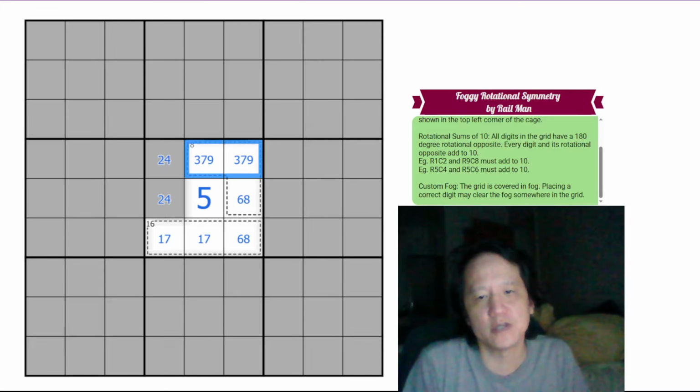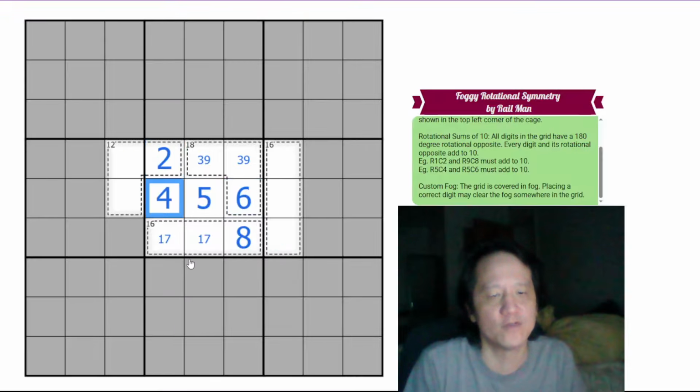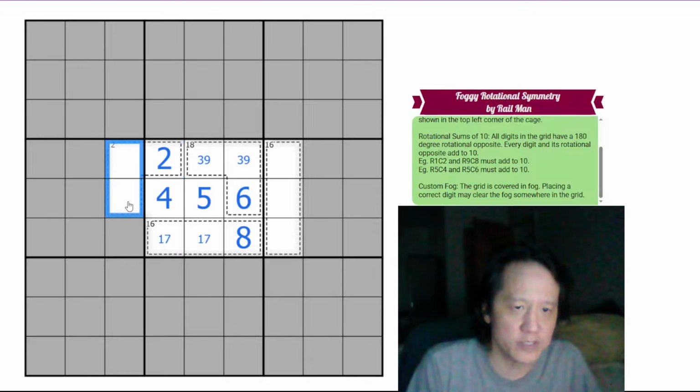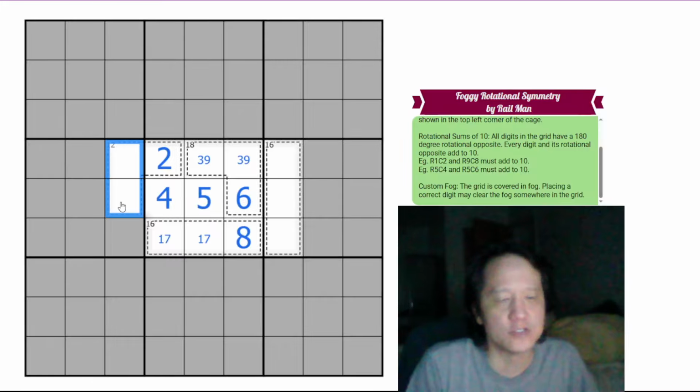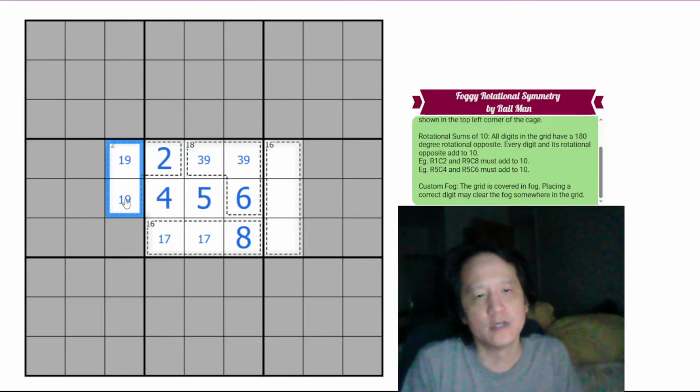This becomes a 3, 9 pair. 3 and 9 plus 6 adds up to 18. 1 and 7 plus 8 adds up to 16. So this is 8, that's 6. 8 must be opposite of 2. 6 must be opposite of 4. 2 plus these two digits add up to 12. That means these two digits add up to 10. So it's either 1, 9, cannot be 2, 8. It could be 3, 7, or 4, 6.